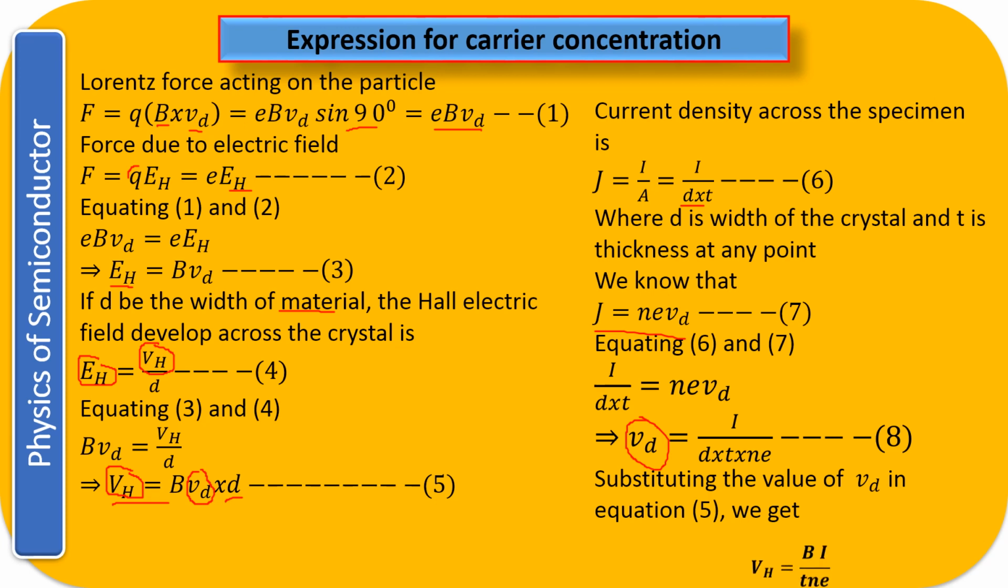So substitute this value in your equation number 5, and then finally what we are getting is the Hall voltage, and the Hall voltage is equal to BI upon T into Ne, right? So B, we know the magnetic field that we are giving, what is the current that I have given, what is the thickness, how much voltage has got developed, and the charge on the electron that we know. So knowing all those things, I can calculate the number of carriers, that is the value of N can be calculated, right? So this is the expression for your carrier concentration. I hope you should not have any problem in this.